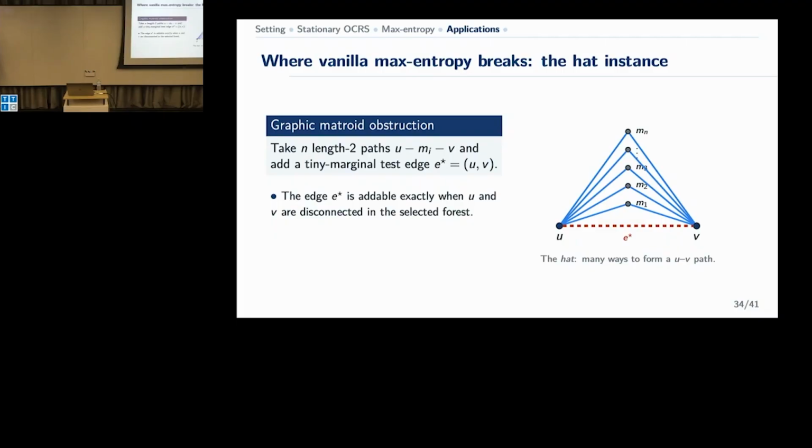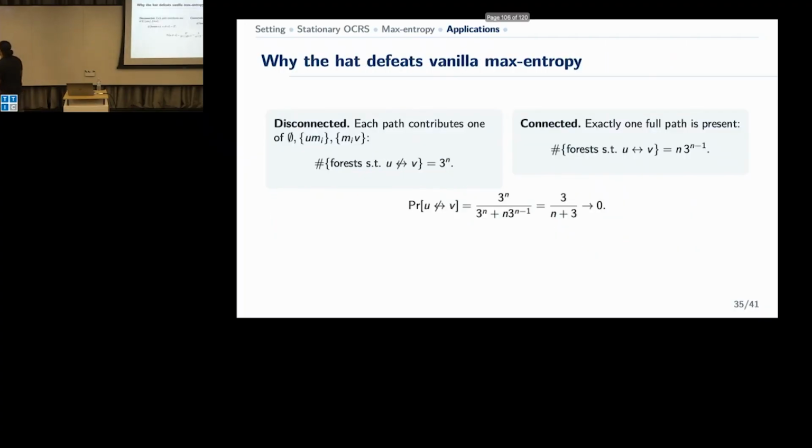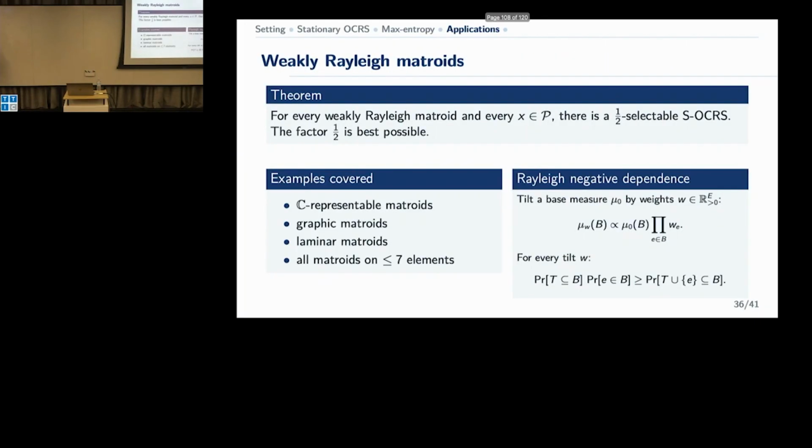And therefore, you can't pick this edge with enough probability. In fact, there is no constant competitive or constant selectivity algorithm using the max entropy. Just like a simple counting argument, which I don't have time for.